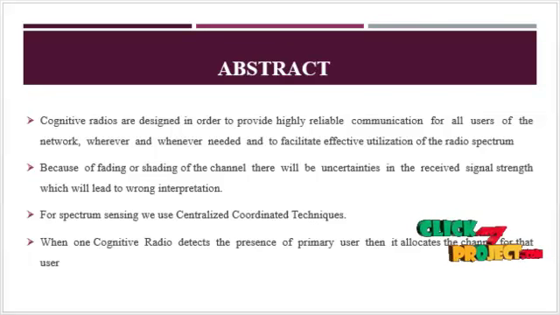Because of fading or shading of the channel, there will be uncertainties in the received signal strength, which will lead to wrong interpretation. To avoid this, we propose a spectrum sensing scheme for efficient data transmission for both the secondary and the primary users. For spectrum sensing, we use centralized coordinator techniques. Here, in this technique, we have a cognitive radio controller.